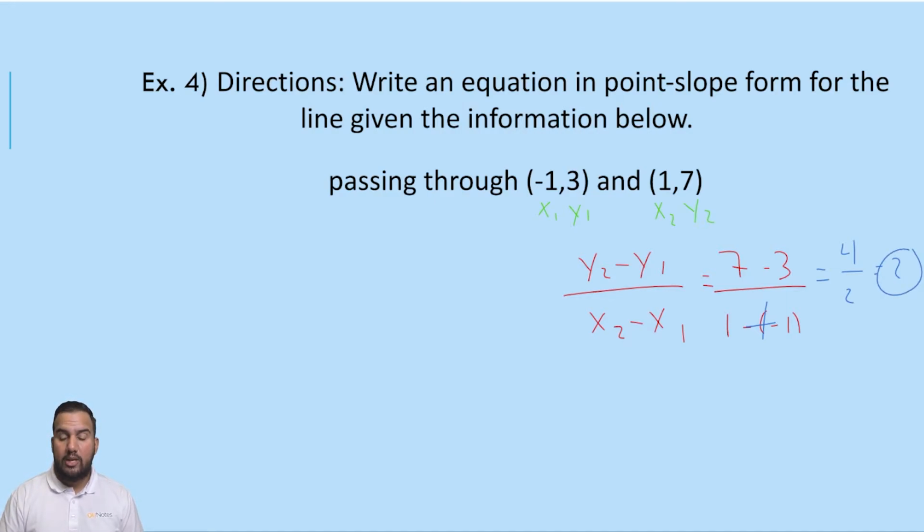Very important. So now I have a random point. I have 2 actually random points, and now I have my slope. But the question is, what point do I use? Remember what we said? We use the which point? The easiest point. So for me, the easiest point is 1, 7 because there are no negatives.